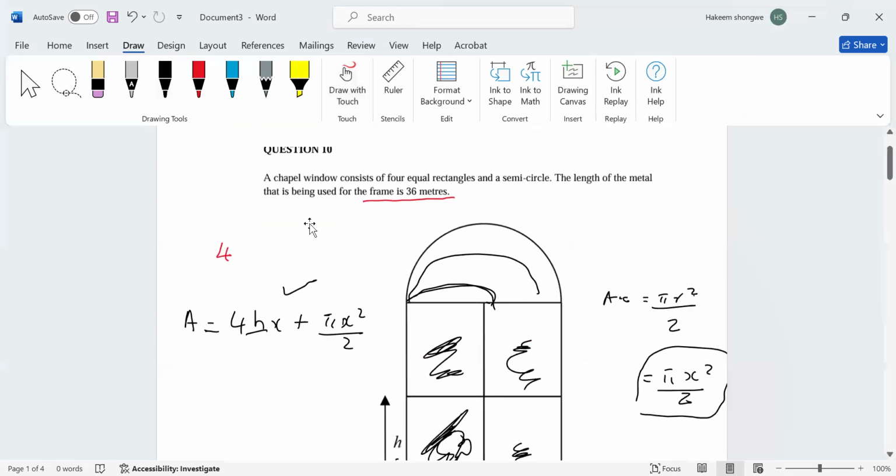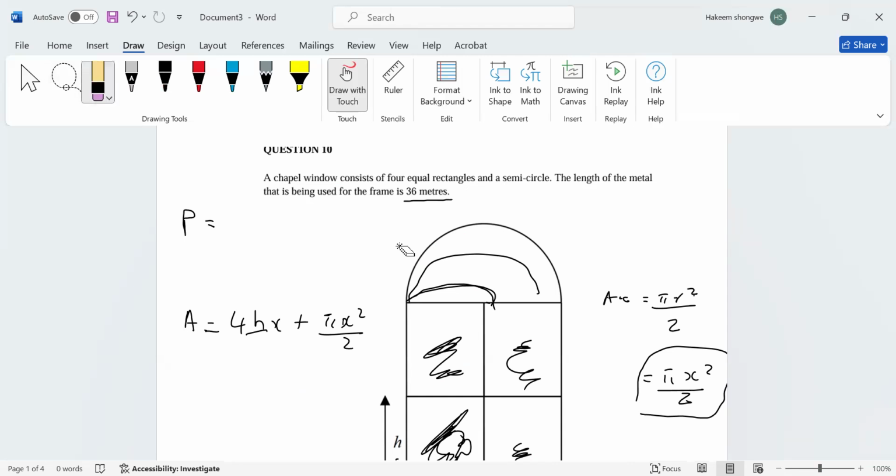they say that the length of metal being used for the frame is 36 meters. So what they're trying to tell us, mostly if they're talking about length, I think about perimeter. So the perimeter of ours is going to be equal to 36 meters. Now, what is a perimeter, ladies and gentlemen? Perimeter, by my own understanding, is the sum of all sides of the shape that are given.